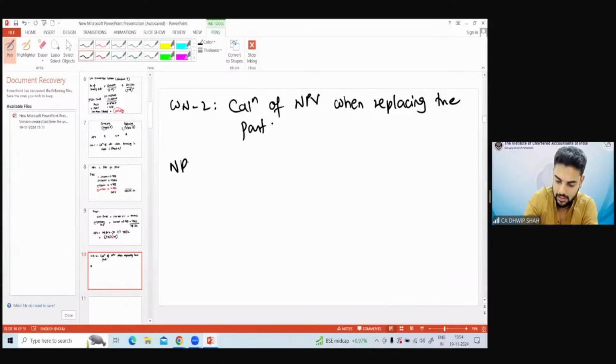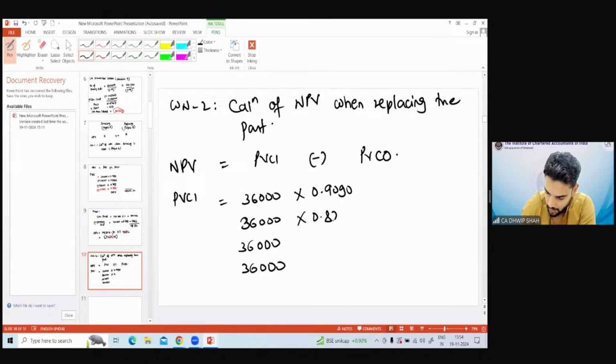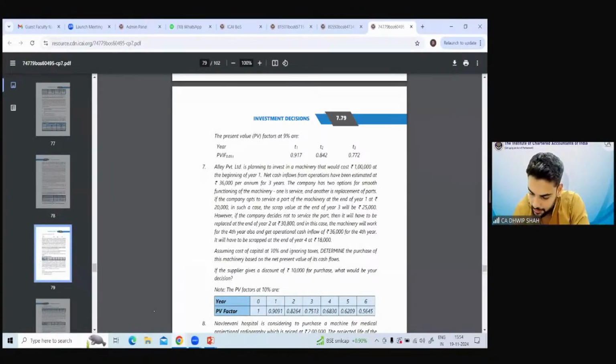Again, NPV is nothing but PVCI less PVCO, correct? So my PVCI here, it would be 36,000, but for 4 years, because replacing the part would result in additional cash inflow for 1 more year. So don't forget that. 36,000 into 0.9091, 0.8264, 0.7513, 0.6830.